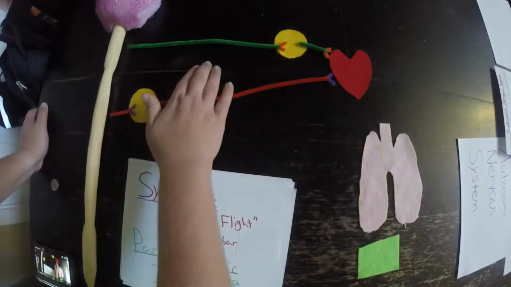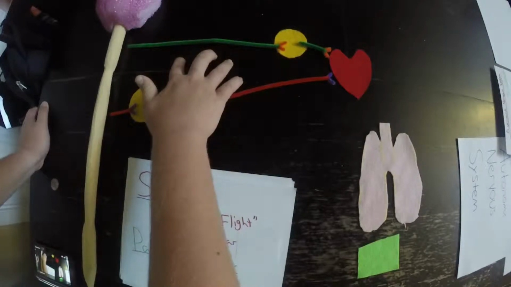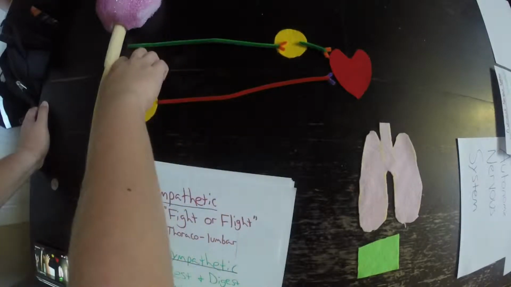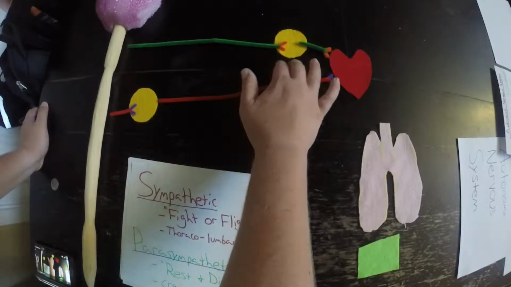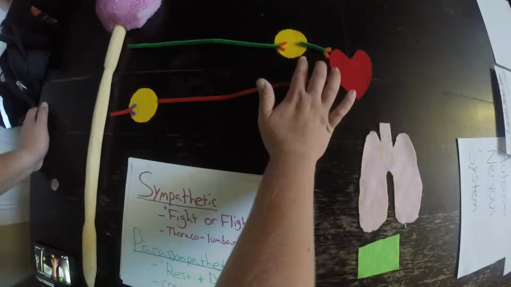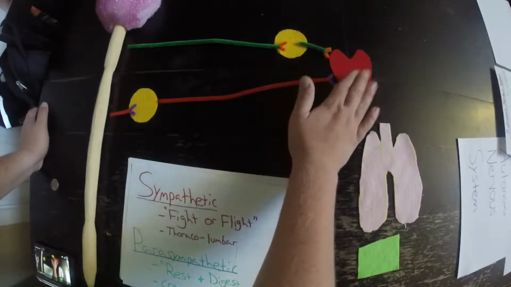The parasympathetic division starts out with a longer preganglionic nerve fiber. It starts at the spinal cord, leads to the receptor at the ganglion, and then has a shorter postganglionic nerve fiber, which leads to the organ.